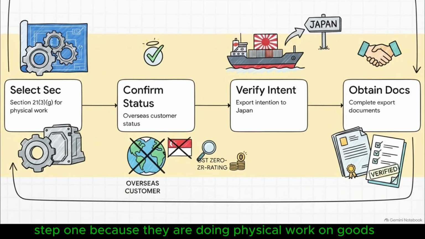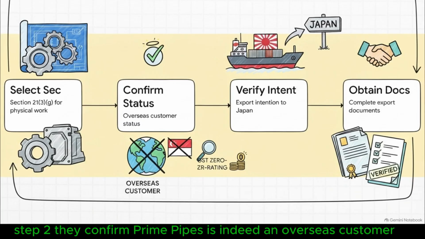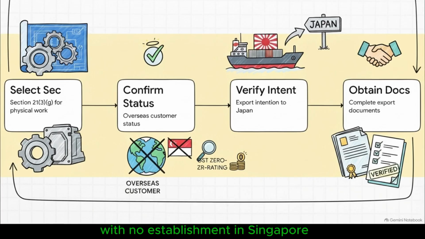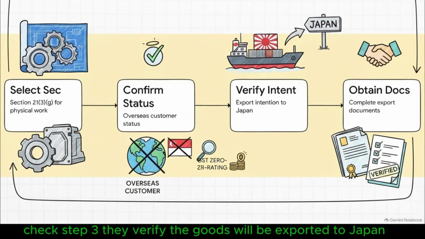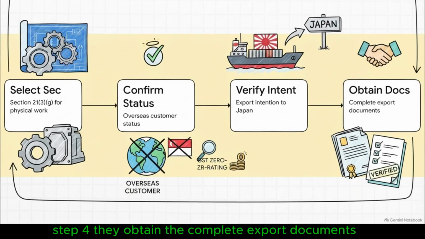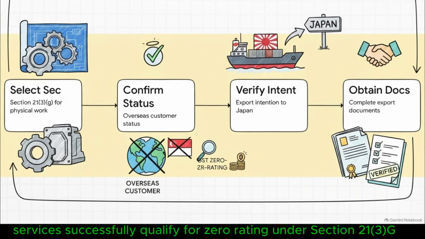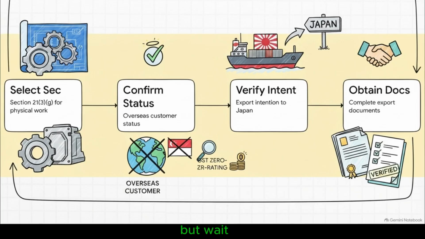Step 1, because they are doing physical work on goods that are destined for export, they identify that Section 21(3)(g) is the perfect fit. Step 2, they confirm Prime Pipes is indeed an overseas customer with no establishment in Singapore. Check. Step 3, they verify the goods will be exported to Japan, an intention that was clearly communicated right at the start. Step 4, they obtain the complete export documents. Because they rigorously followed these steps, Checkforce's services successfully qualify for zero rating under Section 21(3)(g).